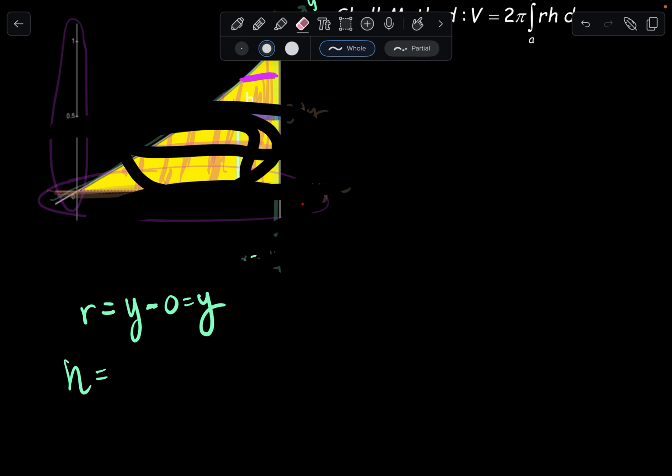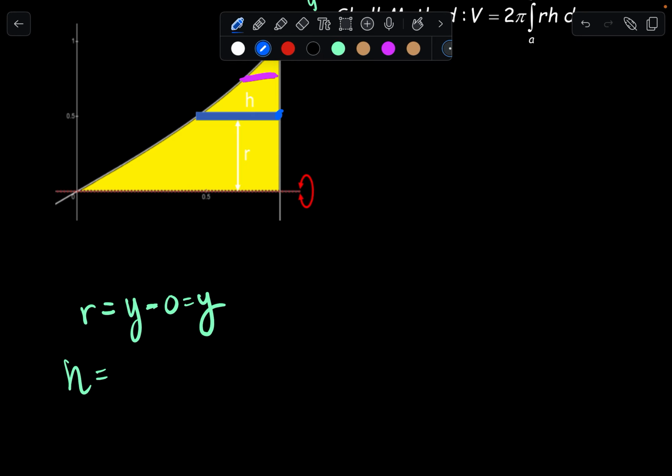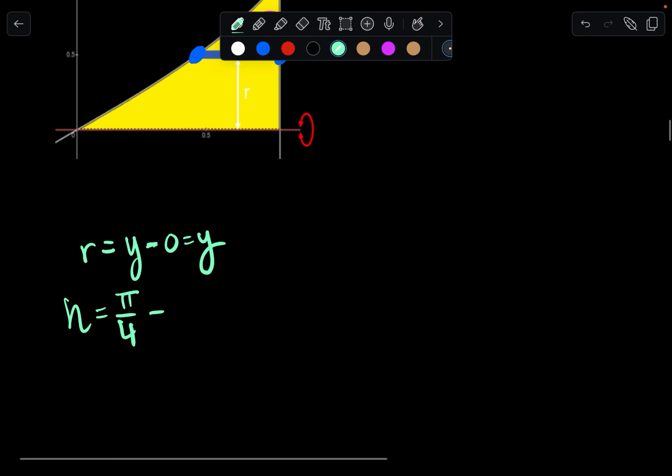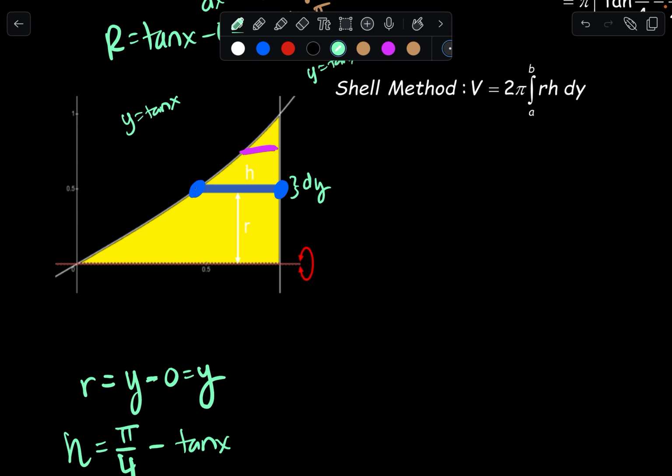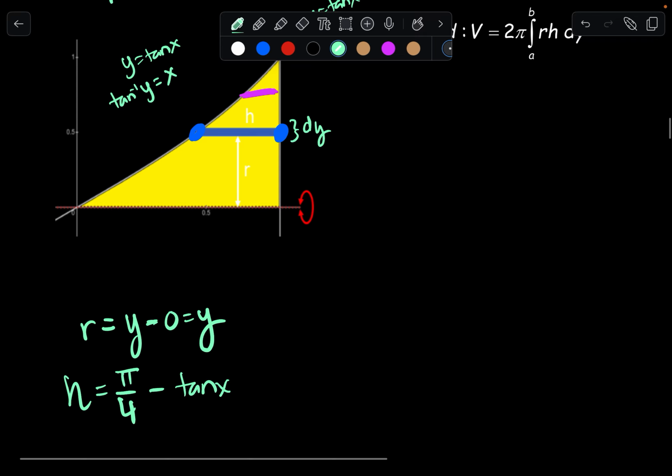The height, see if I can clear this out real quick. Yeah, too much going on. All right, so the height is going to be this bar here. The height will be right minus left. The right side is going to be pi over 4. The left side is going to be tangent x. However, since we are integrating with respect to y, we need to rewrite y equals tangent x so that we can have y within our integration. So I'm going to take the inverse tangent of both sides, and we end up with inverse tangent of y is equal to x, so I can rewrite tangent x as inverse tangent of y.